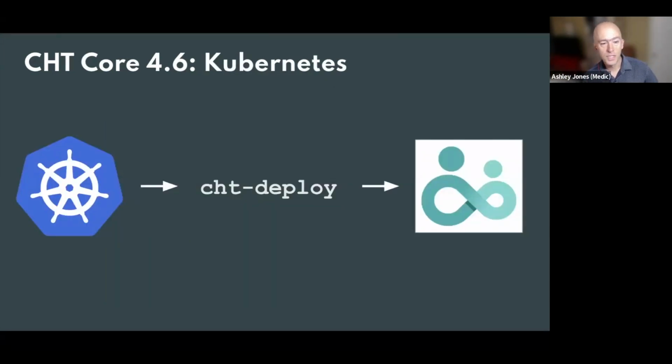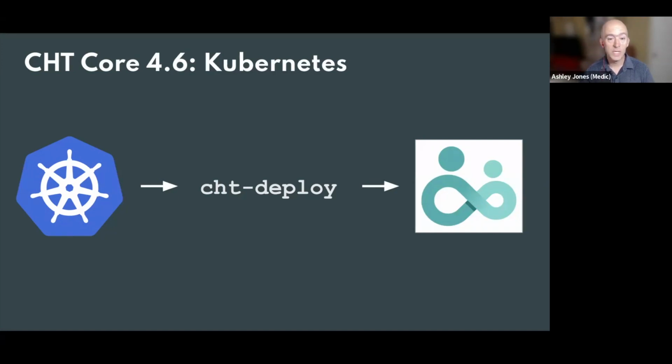Also in 4.6 is a script that helps deploy the CHT core to Kubernetes. This script is a combination of Bash and Python that uses Helm to take your Helm values and push it to a Kubernetes cluster. Kubernetes is the new way that we recommend hosting CHT. This is going to be a slow process, migrating away from Docker Compose and heading towards Kubernetes.